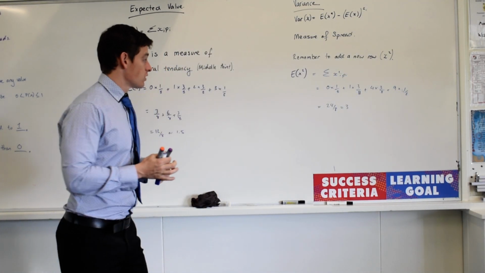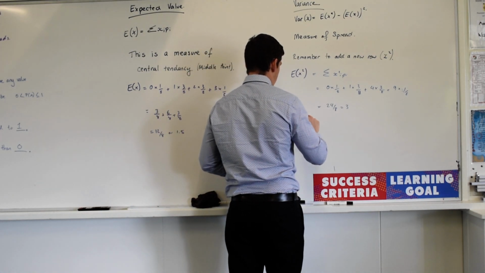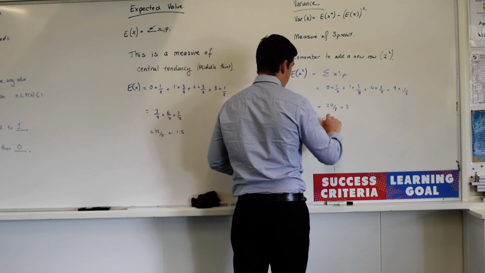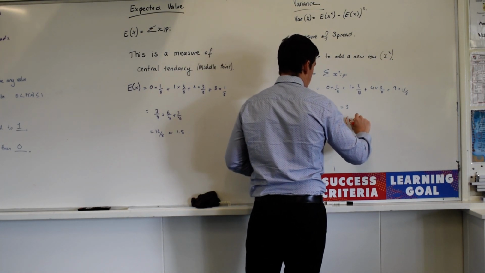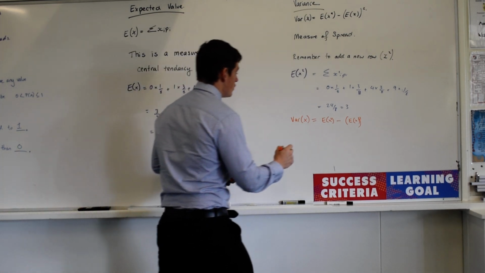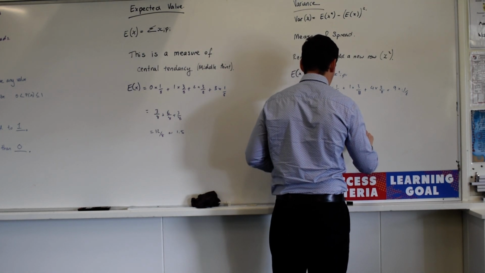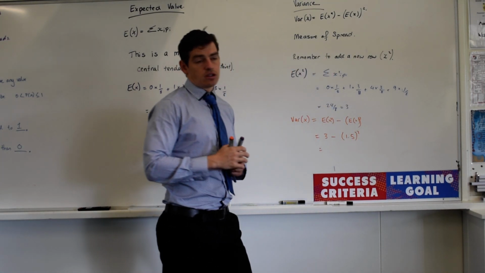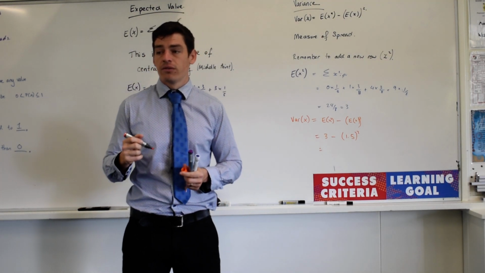For our variance, we'll do it in orange. So variance is equal to E(X squared), which was that value there, minus E(X) squared. So the expected value that we had before, so we should have 3 minus 1.5 squared, which equals, I'm not exactly sure, but I'm sure someone can tell me, I think it's 0.75.